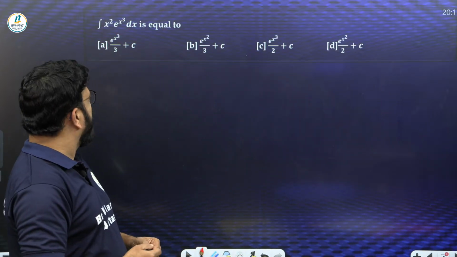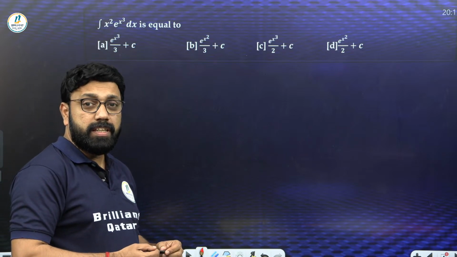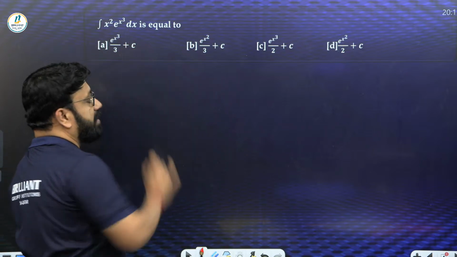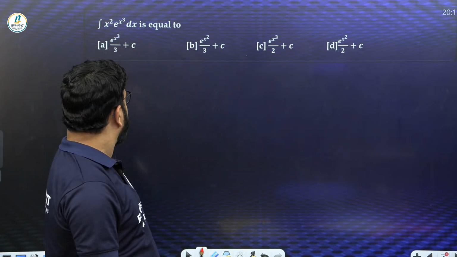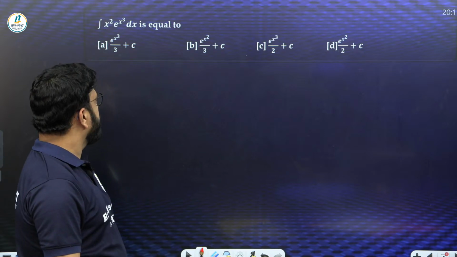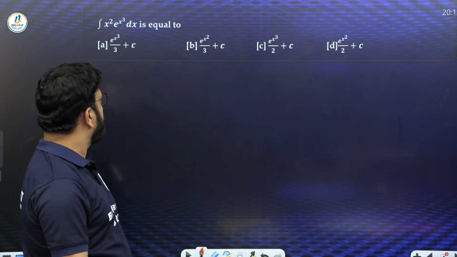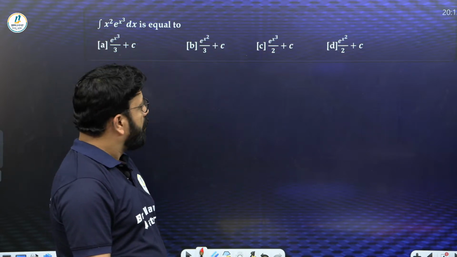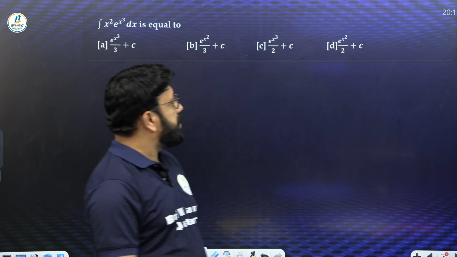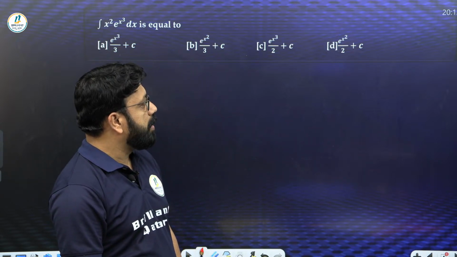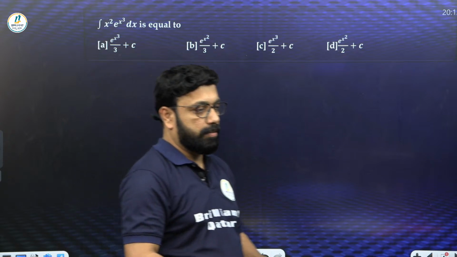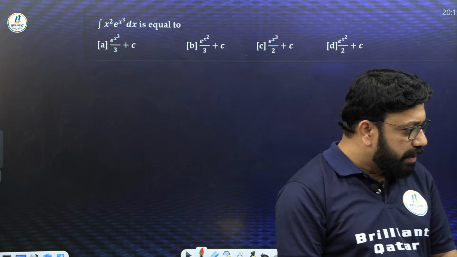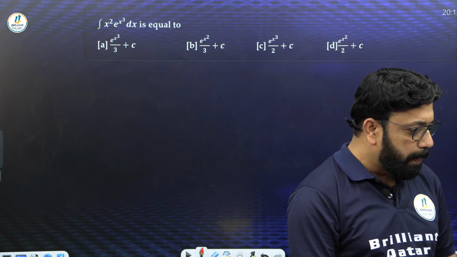Next question. The integral of x square into e power x cube dx is equal to dash. Option A, e raised to x cube by 3 plus c, or B, e power x square by 3 plus c, or C, e power x cube by 2 plus c, D, e raised to x square by 2 plus c. Which is the correct option? Yes, students, if you can comment here, I will read who is getting the answer first.